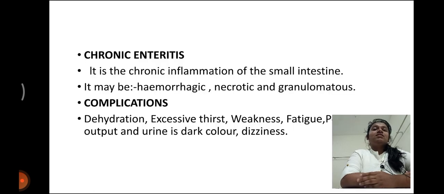Second type, chronic enteritis. It's the chronic inflammation of the small intestine. It may be hemorrhagic, necrotic, or granulomatous. These are types of chronic enteritis. Complications here we can see are dehydration, excessive thirst, weakness, fatigue, dark colored urine, and dizziness. These are some complications which we can see in chronic enteritis.